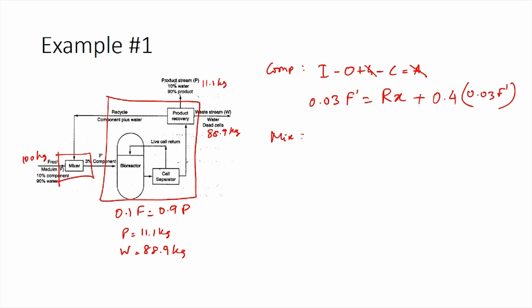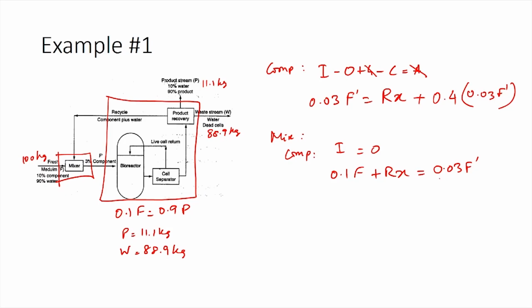If we write the balance equation for the component for the mixing point, so the mixing point as the system, the component balance would be again input equals output, because there is no generation or consumption terms here for a non-reactive process, and accumulation goes to 0 as it is steady state. So, this equation can be simplified as input is 0.1 times F plus Rx, which are the input for the components coming through the fresh feed and through the recycle stream, equals output, which is 0.03 F prime.